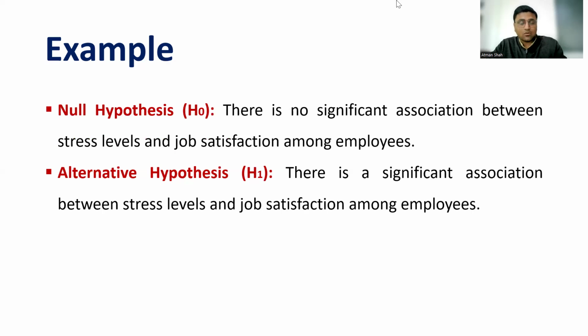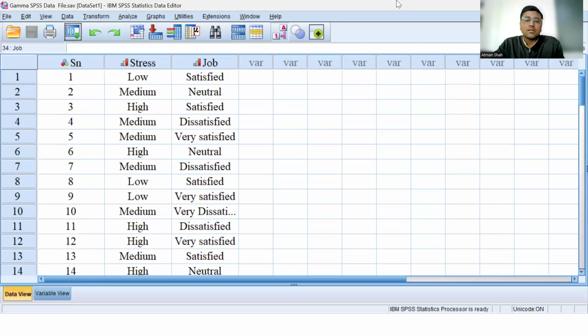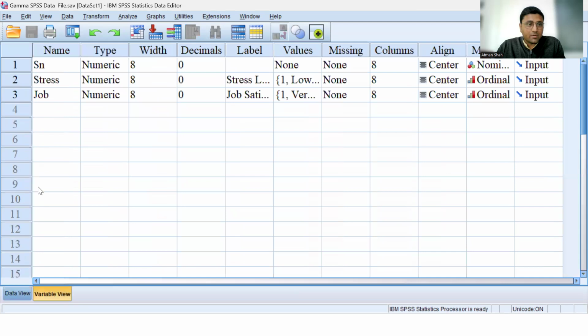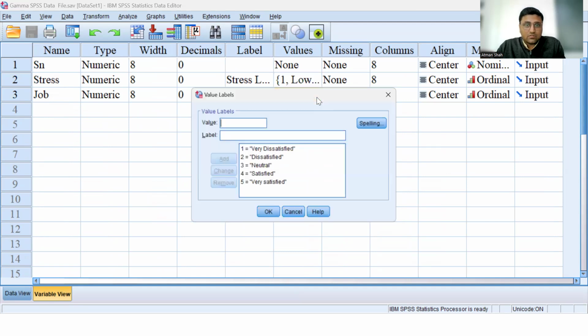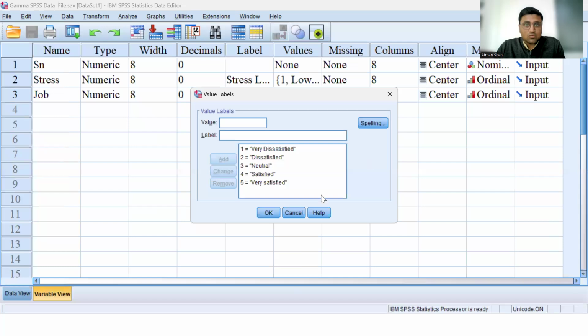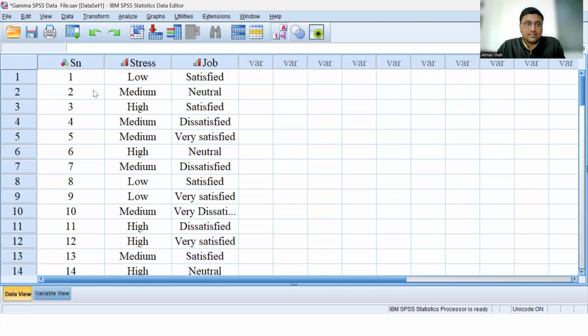So let's understand now the data set. Here we have two variables, stress and job. You can see these two are ordinal variables. In stress, we have three categories: low, medium, and high. And in job satisfaction level, we have five categories: 1, 2, 3, 4, and 5. This is the data set. So here we have serial numbers, stress level, and job satisfaction.